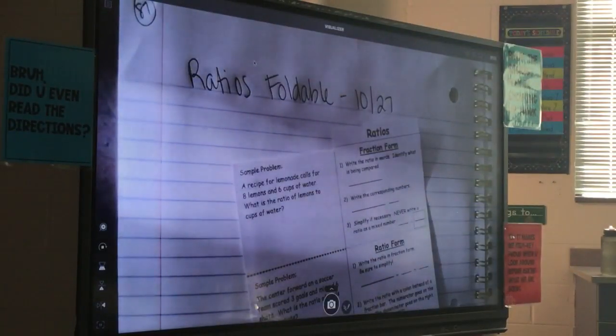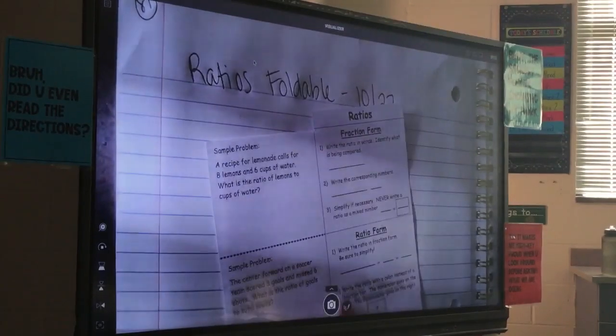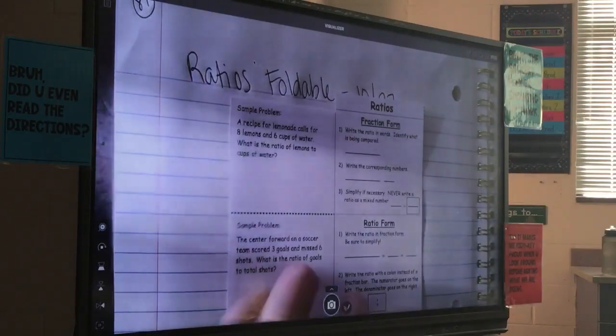And make sure that you're cutting with the words up, because if you don't, you're going to cut off information that you need. So if you cut the other way, like if you don't cut it this way up, you're going to end up cutting off information. So make sure you're cutting it with the words up.